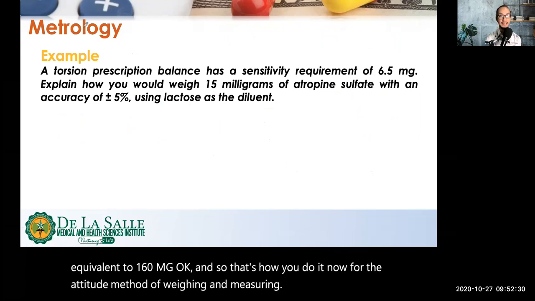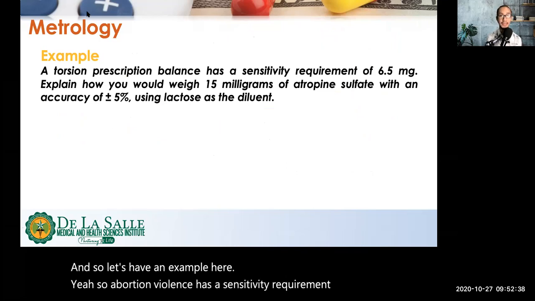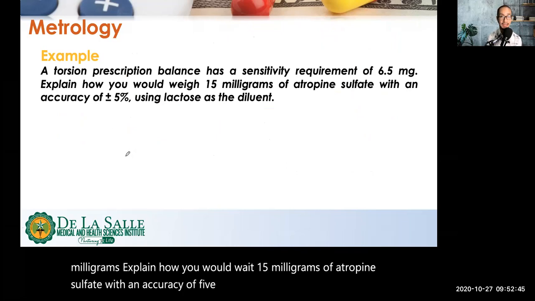And so let's have an example here. A torsion balance has a sensitivity requirement of 6.5 milligrams. Explain how you would weigh 15 milligrams of atropine sulfate with an accuracy of 5% using lactose as a diluent.